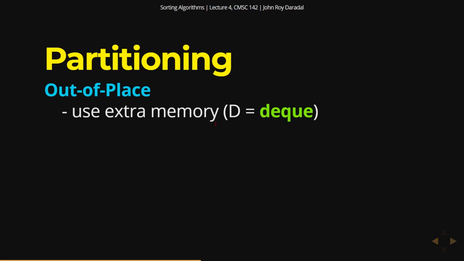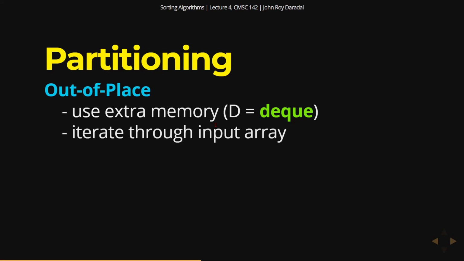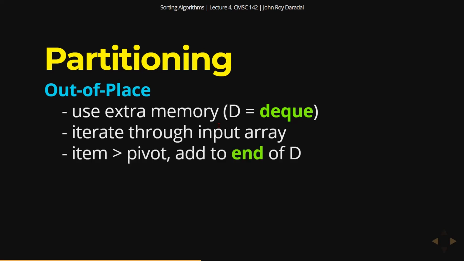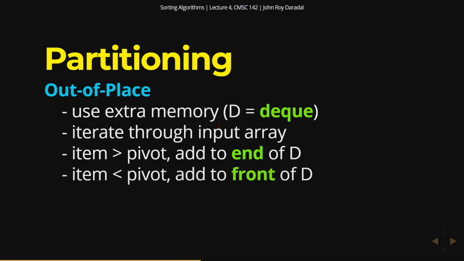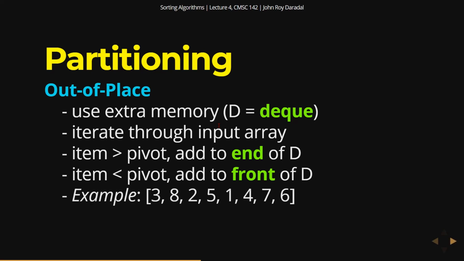If it's out of place, you could use extra memory like a deck, a double-ended queue, wherein we just need to iterate through the input array, and if it's greater than the pivot, then we add it to the end because it should be to the right, and if it's less than the pivot, we add it to the front of the deck. So remember your data structure for the deck, it's a double-ended queue, so you can add to the front or the back, right?